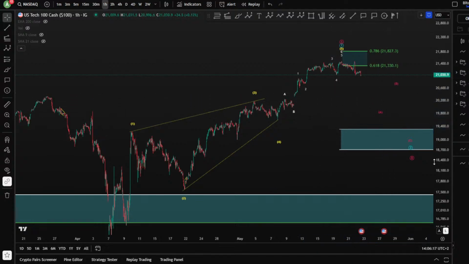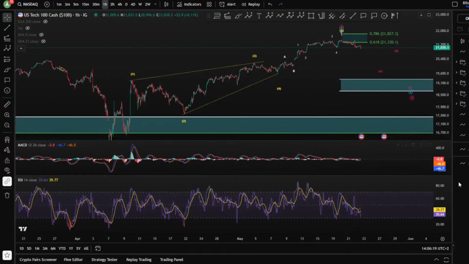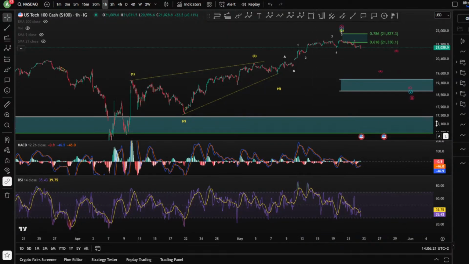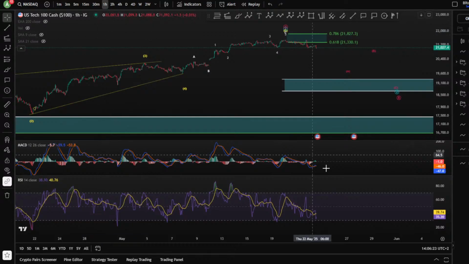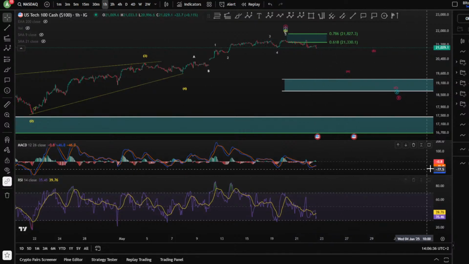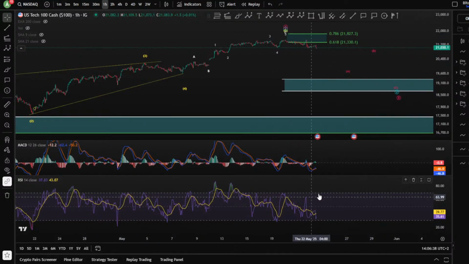All right, if we also take a little bit of a look at the MACD and the RSI, we are in the oversold, be careful. On the 1 hour chart, we are very close to the oversold area, and that means we might not see lower prices, guys. So that's interesting here.